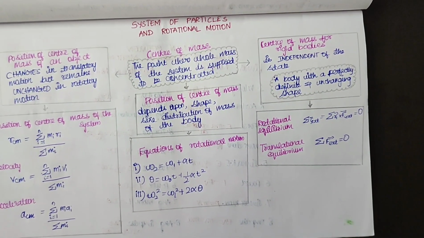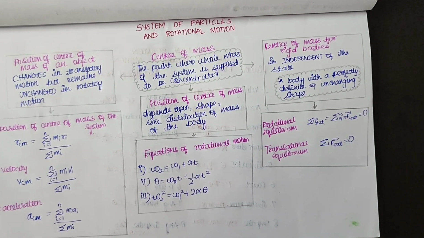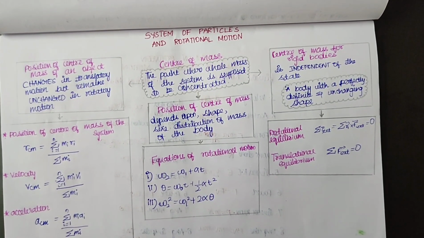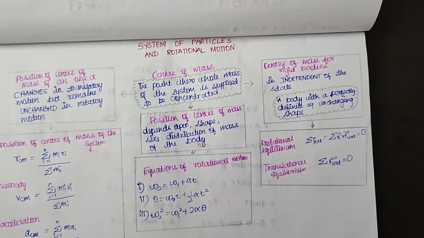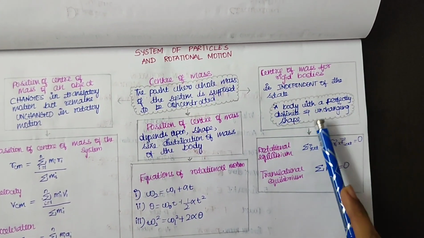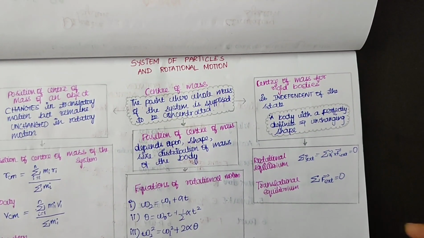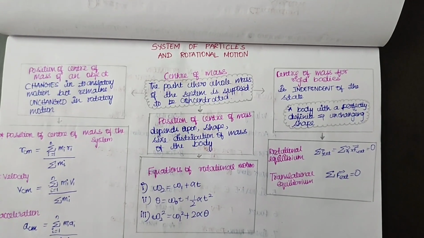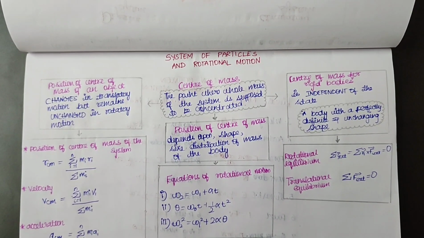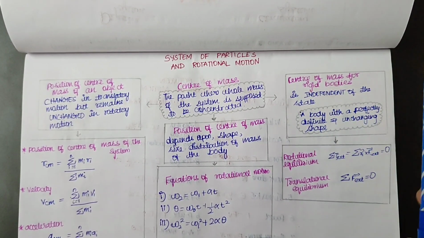Now, to talk about the center of mass of rigid bodies, it is independent of the size. Okay, when we talk about a rigid body, it is independent of the state. Now, what is a rigid body? A body which has a perfectly defined, unchanging shape. Okay, whenever we say rigid body, its shape won't be changed. Okay, it is already defined. So, it is independent of the state.